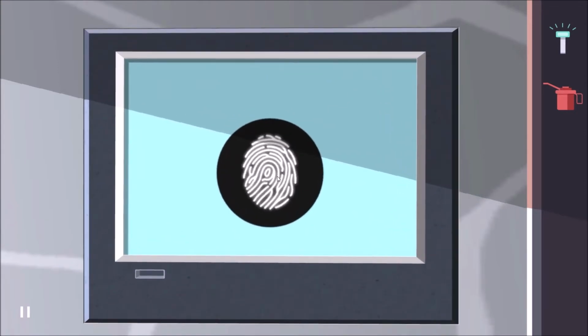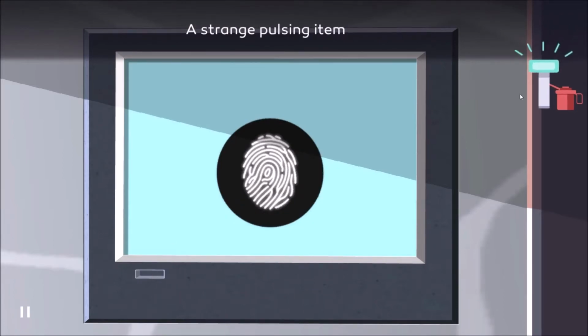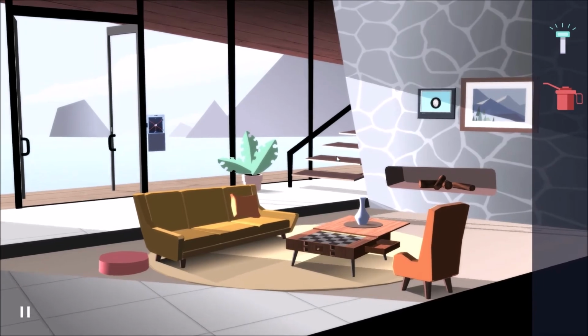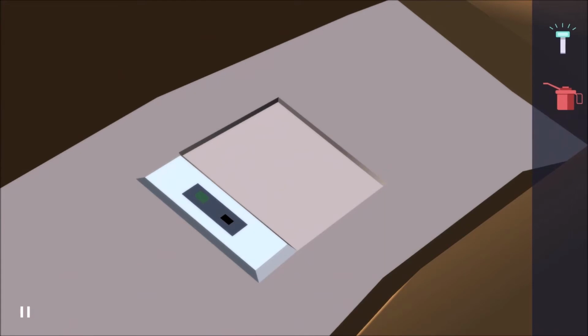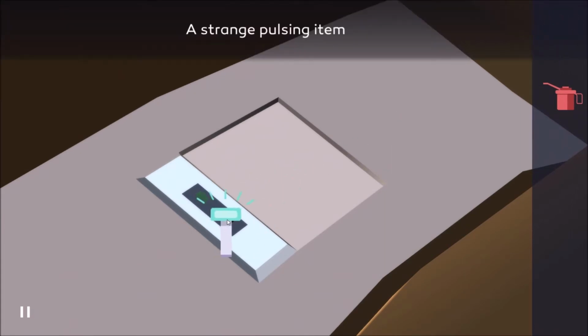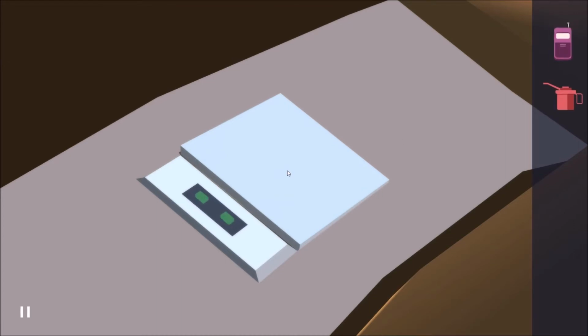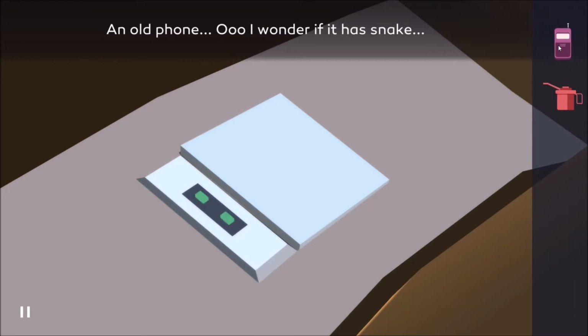Oh, that's a scanner, isn't it? Of course it doesn't accept my fingerprint. What do I put in here? Pulsing item? No idea. Okay, so I'm back to being stumped. Perhaps the pulsing item goes here. This is pulsing. A phone. An old phone.